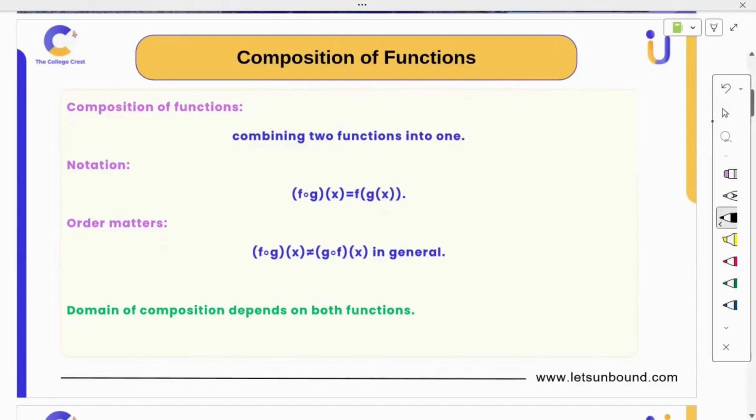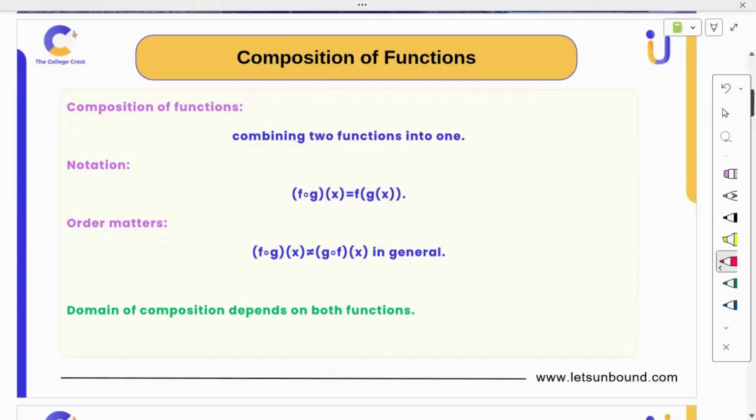And how will we notate this? Two function names, f, composite, that circle symbol, g of x. And that means f of g of x. Like g of x acts as input. For g of x, x is the input, and then for f, g of x is the input. So that is how it acts. And here one important thing is the order matters. f composition g of x is not equal to g composition f of x in general, but we can make some relations where they will be equal. Okay, so in general, they are not equal.